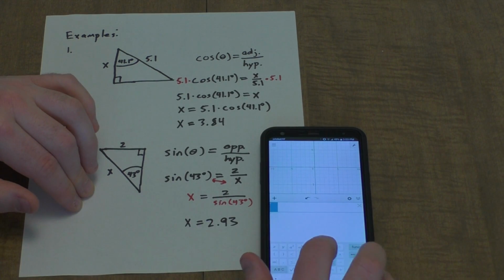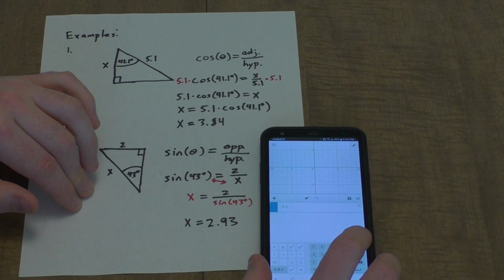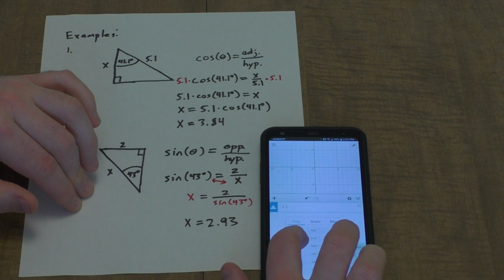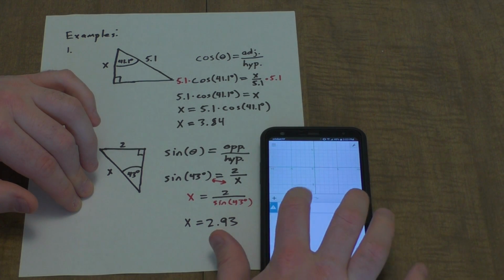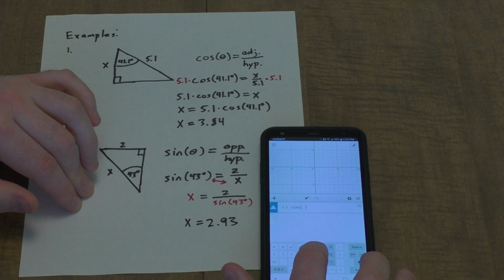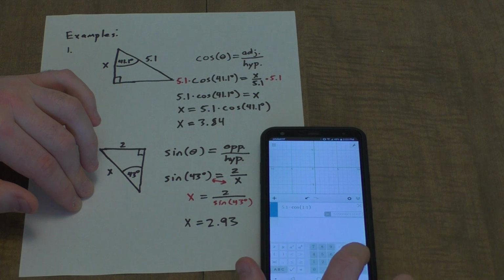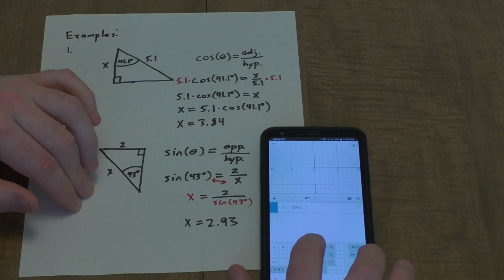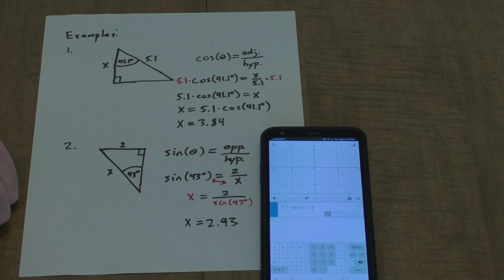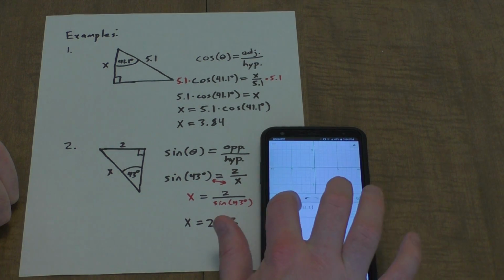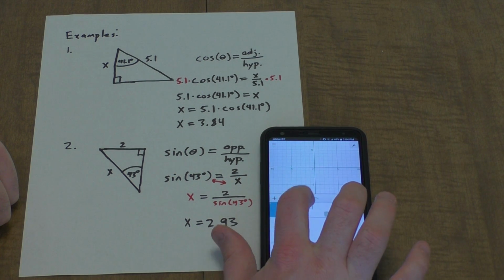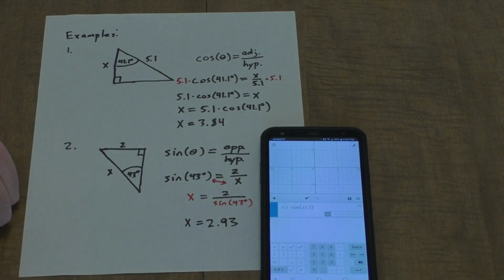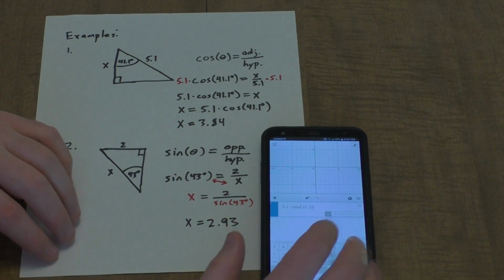And I'm just going to plug this in. I'm going to put 5.1 times, I hit functions, cosine, and I'm just going to plug in 41.1, oops, not 1.1, but 41.1, and I get 3.84. Again, all cosine does is a function that takes in this angle, gives you a ratio that is adjacent over hypotenuse, and we can use that to solve this triangle.